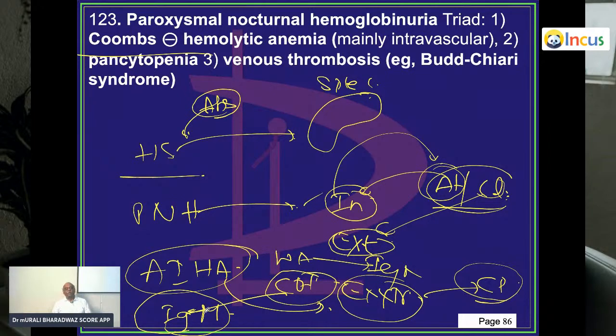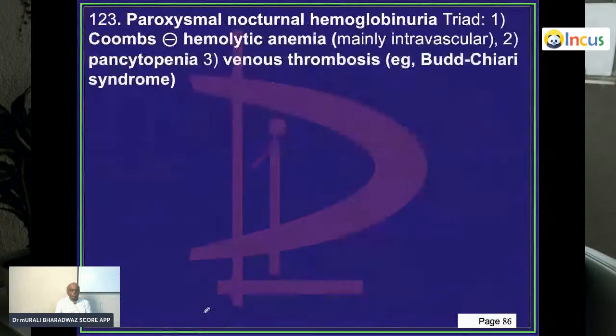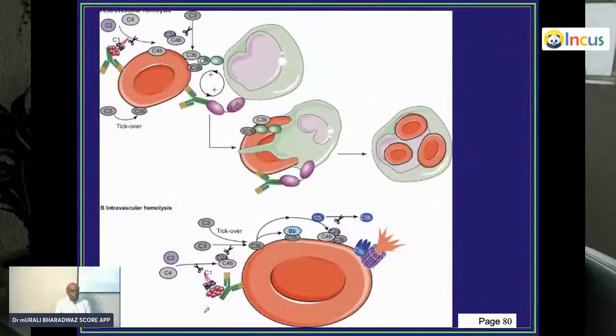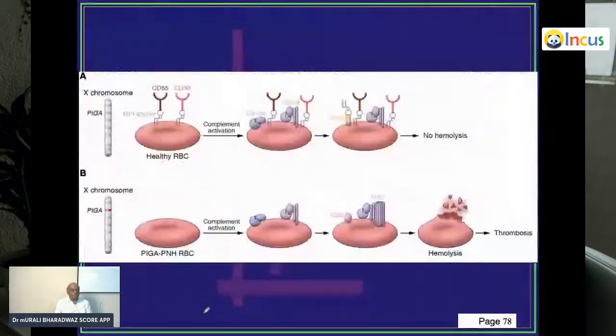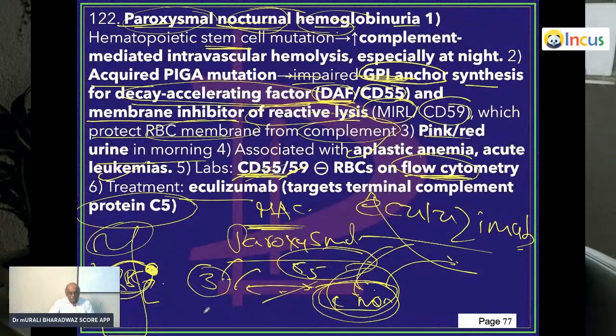So, PNH, what is the triad? Coombs negative hemolytic anemia, pancytopenia, and venous thrombosis like Budd-Chiari syndrome, where hepatic vein thrombosis is there, is what you need to remember. So, doctor, tomorrow, how will you revise after going home? Quickly, while having soup before starting dinner.